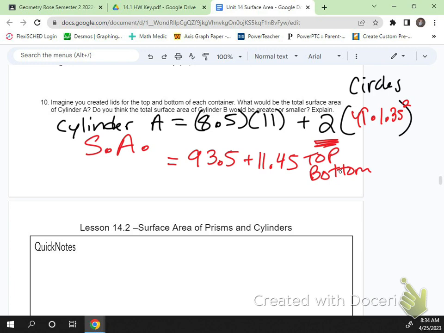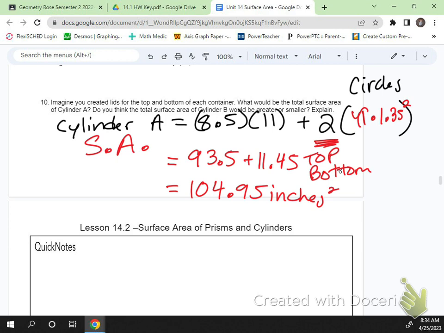So we add this together, we should get our total surface area. 93.5 plus 11.45. I get a total surface area for cylinder A is 104.95. We're going to say inches squared for surface area. How'd it go? Not too bad.